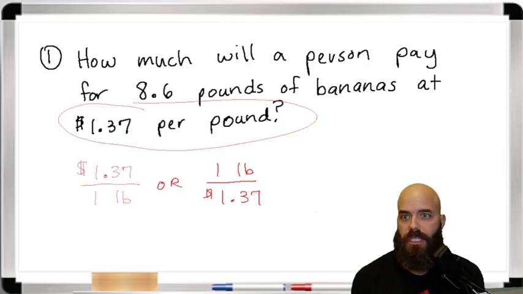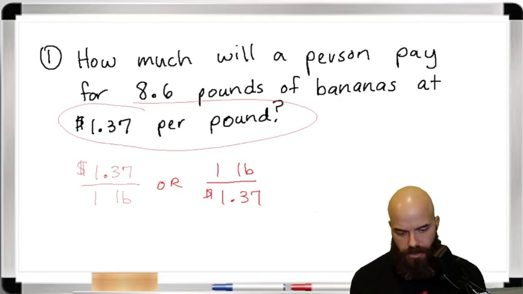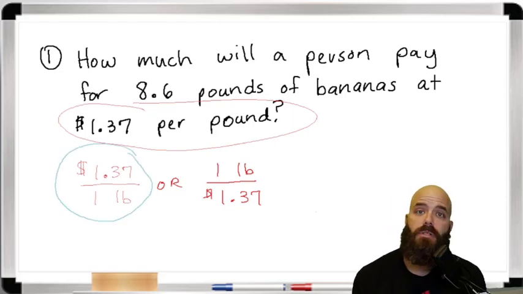Well, let's read again. It says, how much will a person pay for 8.6 pounds of bananas? So our end goal is the unit of money. If I want my unit of money to be my end goal, I need that to be in my numerator. There needs to be no other units within my answer, just money. So if I need that in my numerator, which of these two fractions will I use? I'm going to use this one.